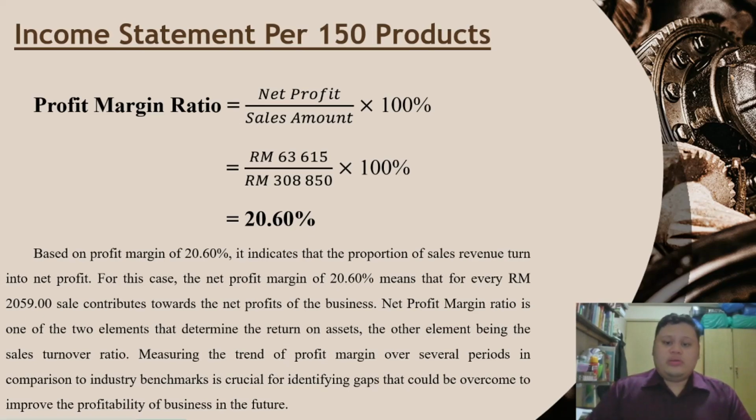Net profit margin ratio is one of the two elements that determine the return on assets, the other element being the sales turnover ratio. Measuring the trend of profit margin over several periods in comparison to industry benchmarks is crucial for identifying gaps that could be overcome to improve the profitability of the business in the future.